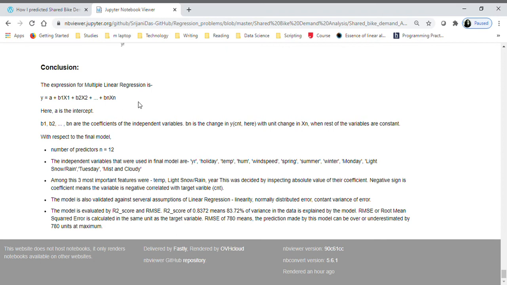A is the value of the target variable when all the predictors are zero. In this case, if we are talking about this expression, then a is the bike demand when all the features are zero. Next, B1, or B2 or Bn, for example. B1 is the value of Y per unit change of X1 when all the other predictors are kept constant. Suppose x1 is the temperature outside, and y is the shared bike demand. So for unit change in temperature, how much demand is changing is b1.